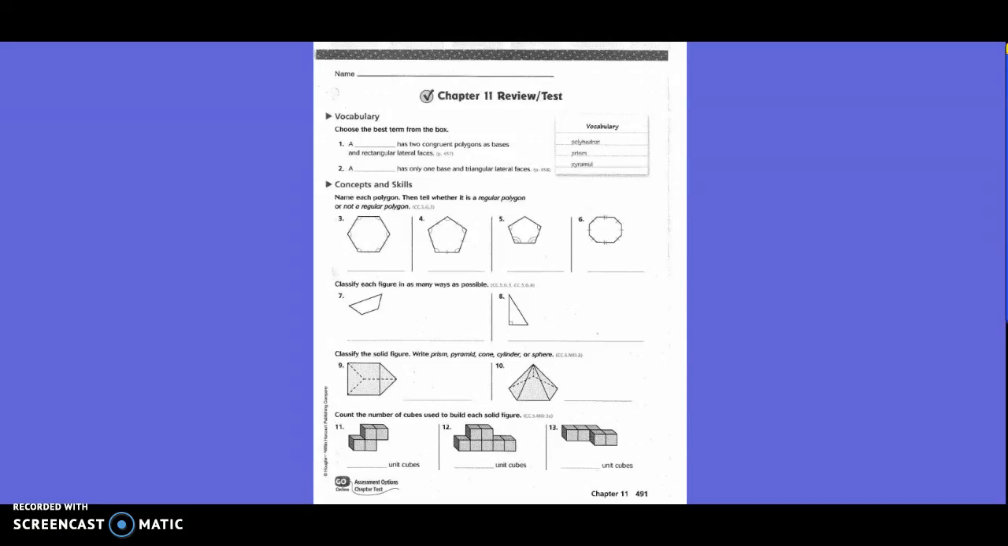Fifth grade, chapter 11, review. Vocabulary. Choose the best term from the box. A blank has two congruent polygons as bases and rectangular lateral faces. So would that be a prism?